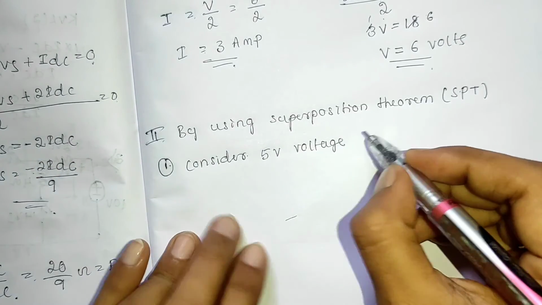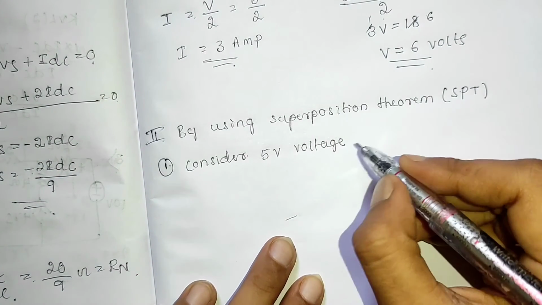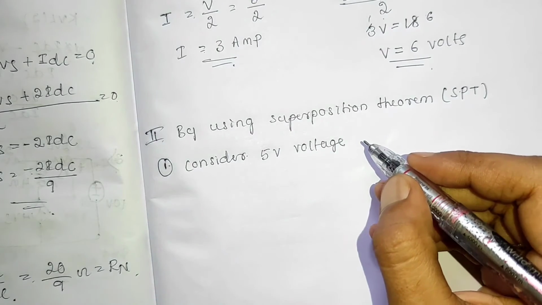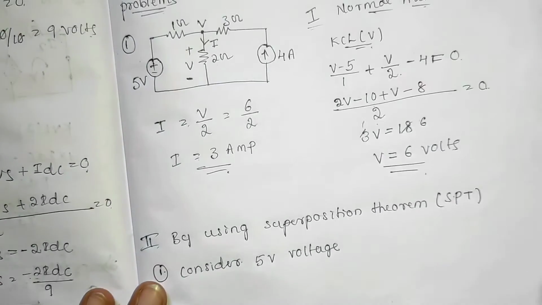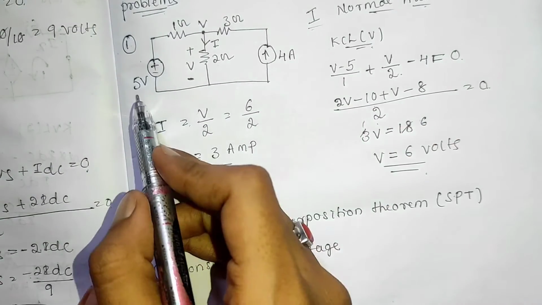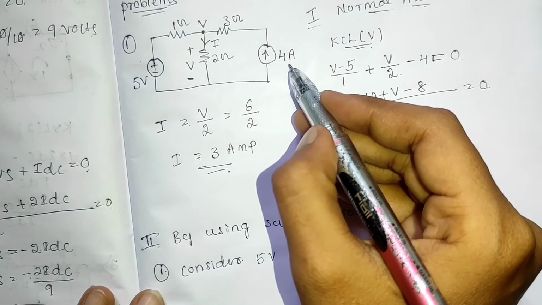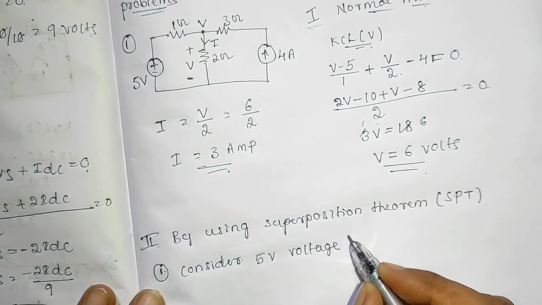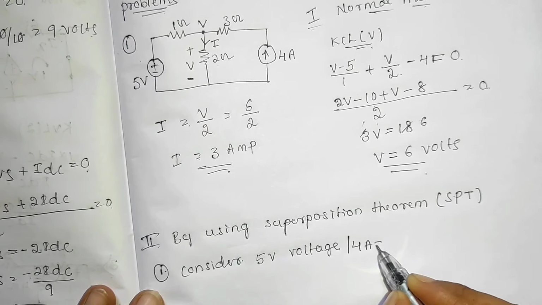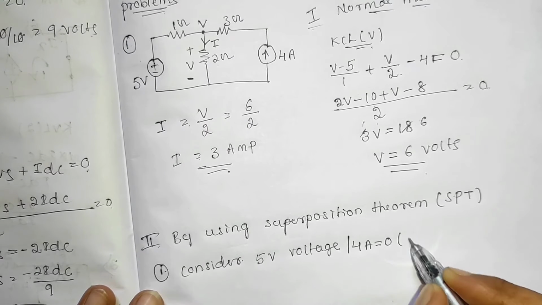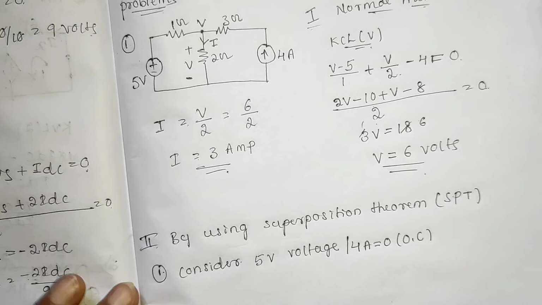Okay, so next we have to remove the other sources. Here the current source is there, right? So here, considering the 5 volt voltage source, you have to remove this 4 ampere current source. How to remove a current source? So the 4 ampere current source, you have to remove it by open circuiting, right?